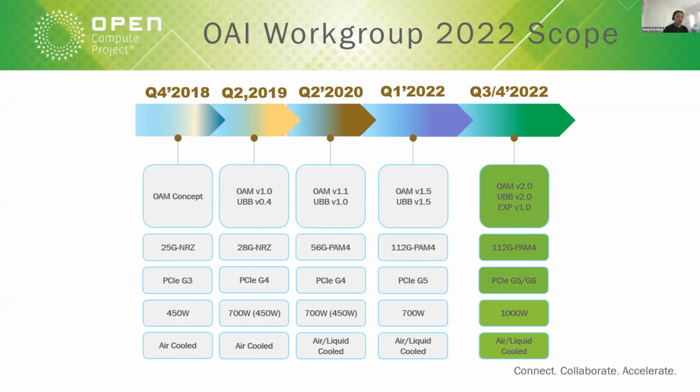So the features that we're targeting for the spec are 112 gig PAM4, PCIe Gen 5 and Gen 6, and the OAM to be 1 kilowatt at the system level. And also for the expansion card, it is going to be air, liquid cooled, or hybrid cooling as well.